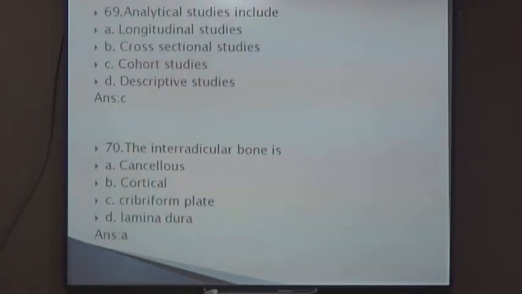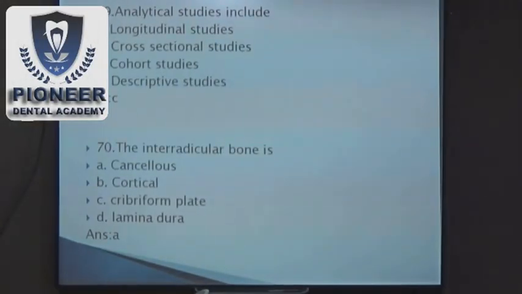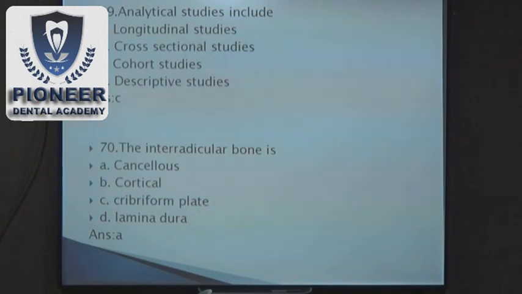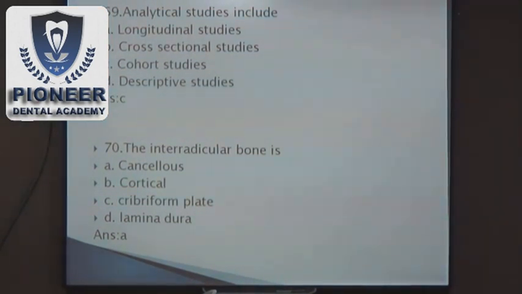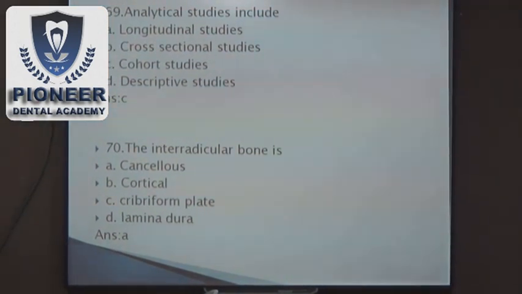Analytical studies include cohort study. Then you can ask why not longitudinal and cross sectional. Longitudinal studies and cross sectional studies will come under descriptive studies. The left one is cohort study. So the analytical studies include cohort studies. The interradicular bone is cancellous, cortical, cribriform, lamina dura. Not lamina dura, not cribriform, not cortical. So the interradicular bone is cancellous.